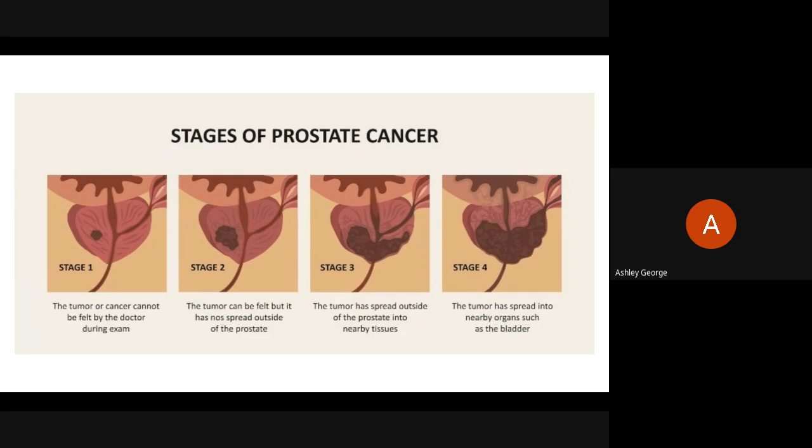Stage three cancer is where it's begun to spread outside of the prostate into nearby tissues, such as the seminal vesicles, but it hasn't quite reached the lymph nodes or any distant sites. And then stage four is very advanced. It's where the tumor has spread to nearby lymph nodes or other distant organs like the bones or the lungs. And it's at this point that the disease is considered metastatic.